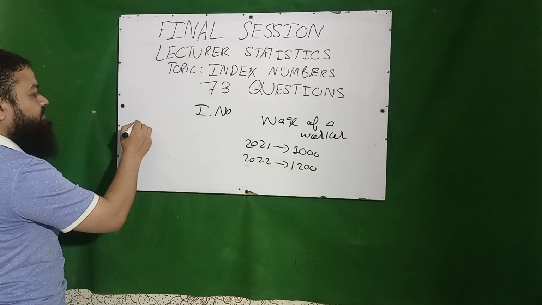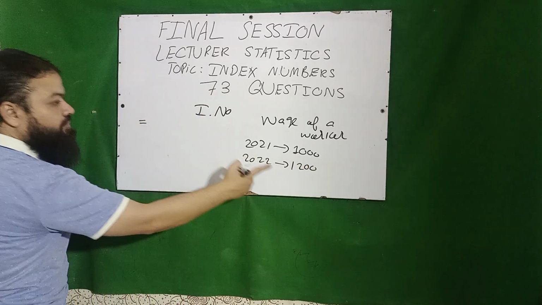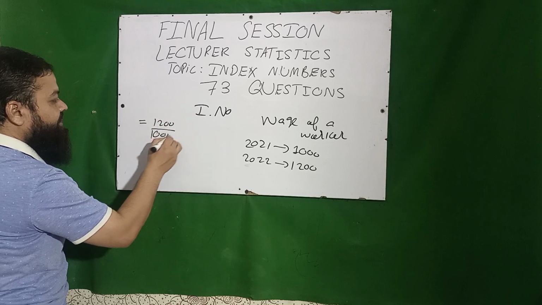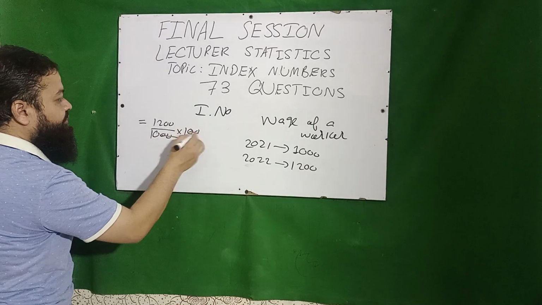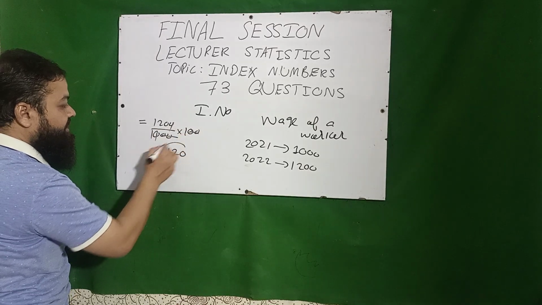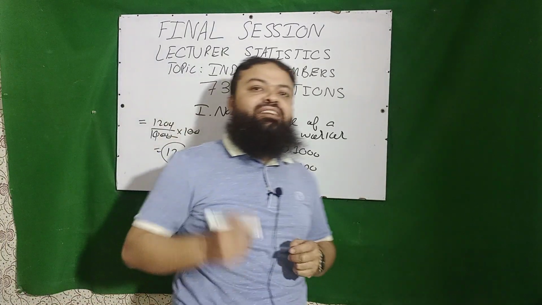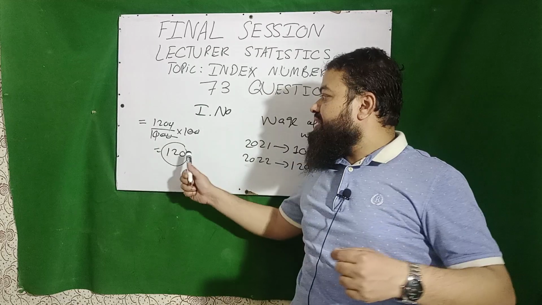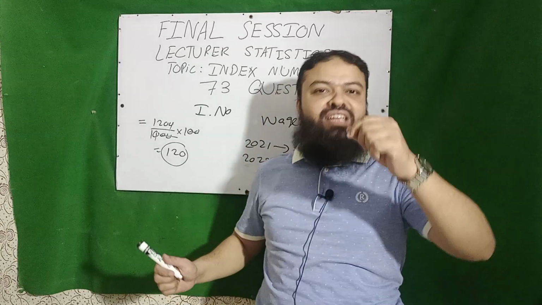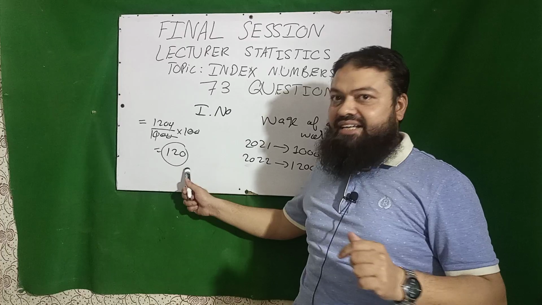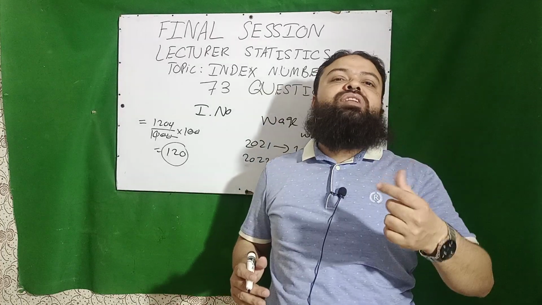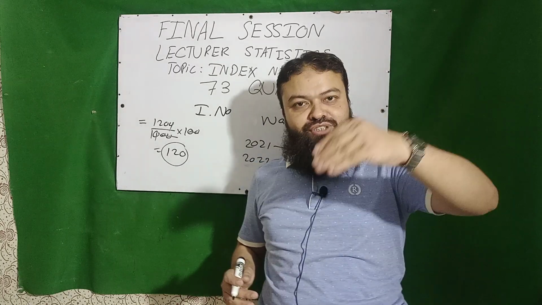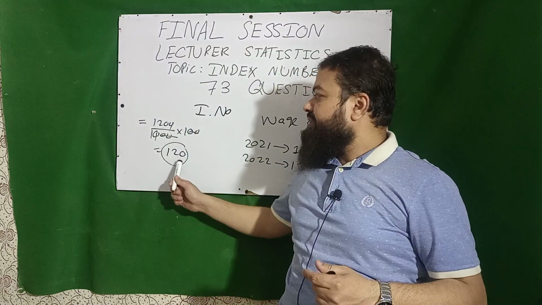Now we will have to find out the index number, which will be price of the new year 1200 over price of the old year, which is 1000, multiplied by 100, and if you solve it the answer will be 120. Now this answer indicates two things. It is indicating that there is an increase of 20% in the wage of a worker. And the second meaning is that suppose there was the wage 100 in the previous year, which can be called the base year.